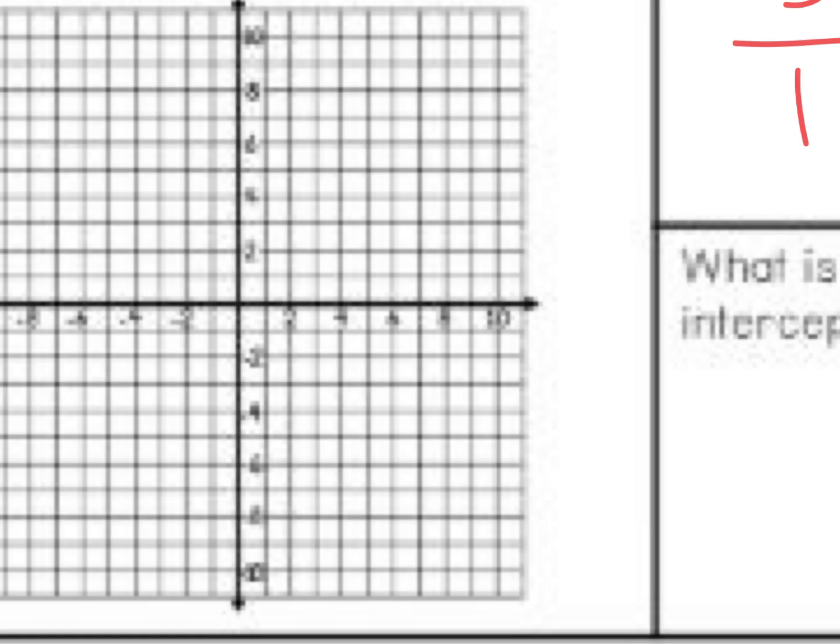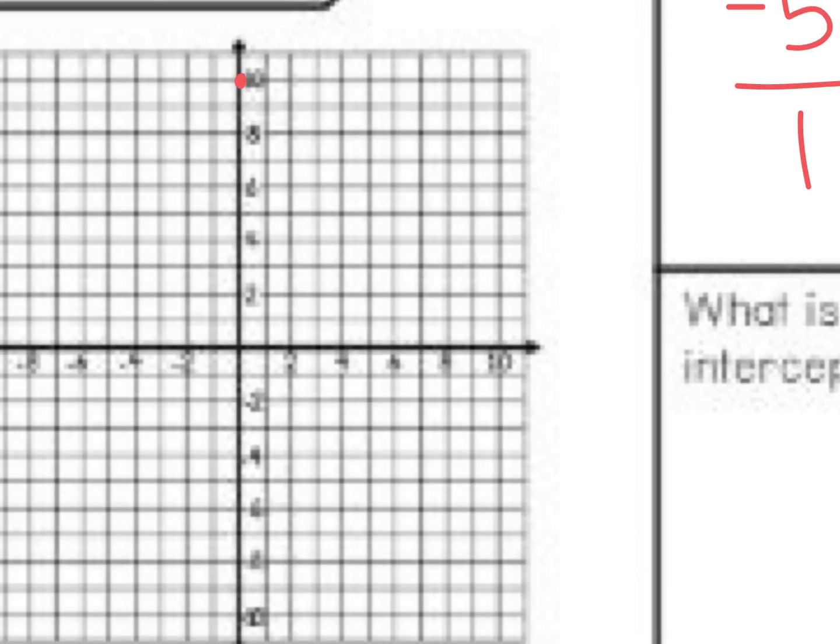So if I start way up here, what was my slope? -5. And it's counting by 1, so 1, 2, 3, 4, 5 over 1. And I can keep that pattern going. 1, 2, 3, 4, 5 over 1. Oh, what is it? 2. +2.